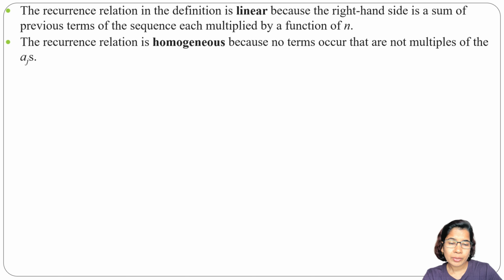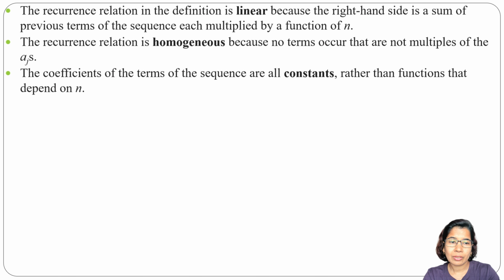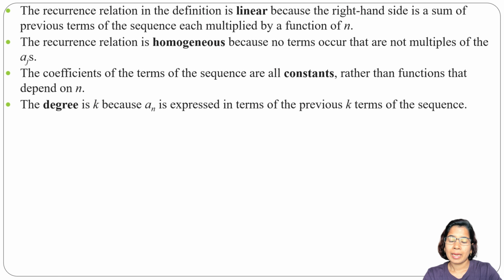And why homogeneous? There are no terms that are not multiples of a_j's. That's why it is homogeneous. With the example, you can identify which one is homogeneous, which one is linear. And the coefficients are all constant rather than depending on n. c1, c2, c3, ck all are constant. And the degree is k because the last term we expressed as a_{n-k}. So here a0 equals c0, a1 equals c1 and a_{k-1} equals c_{k-1}.